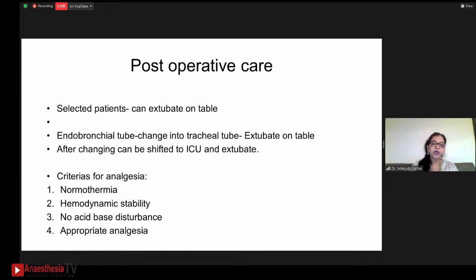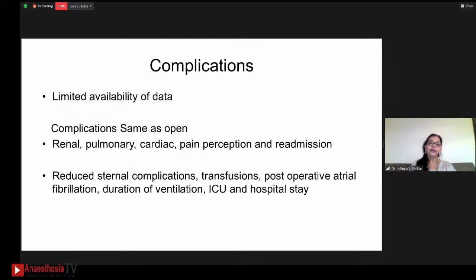Criteria for extubation: normothermia should be maintained, hemodynamic stability, no acid-base disturbances, and appropriate analgesia can be given to all your patients. Complications: there is limited availability of data regarding these surgeries. Complications are the same as open surgery; people are saying renal, pulmonary, cardiac, pain perception and readmissions are the same. There are reduced transfusion, post-operative atrial fibrillation, duration of ventilation, and ICU and hospital stay.